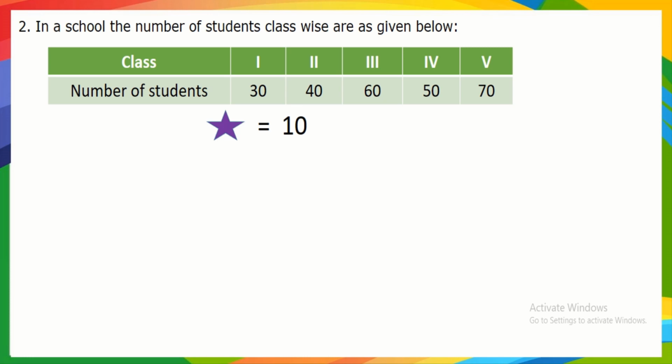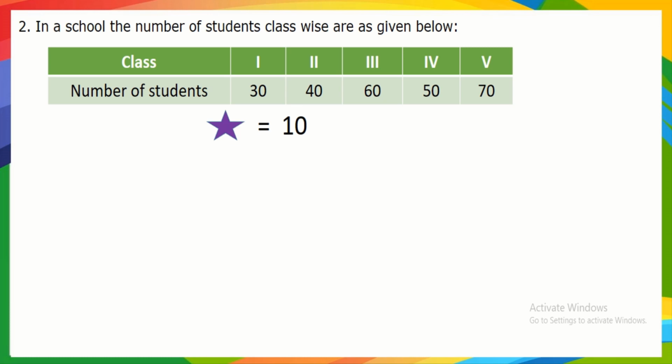Now, as you can see, in class 1, there are 30 students and it is difficult to make 30 stars. So, we will assign a key. As you can see that 30, 40, 60, 50 and 70 are divisible by 10. So, one star will represent 10 students. Now, in class 1, there are 30 students. So, we will make 3 stars in it.